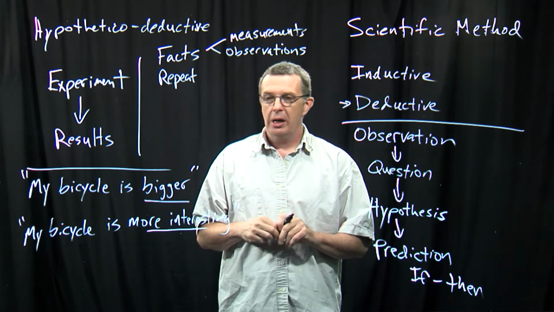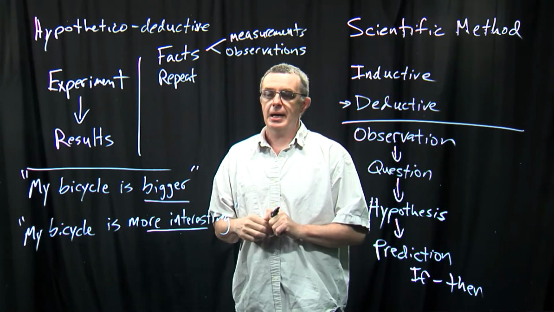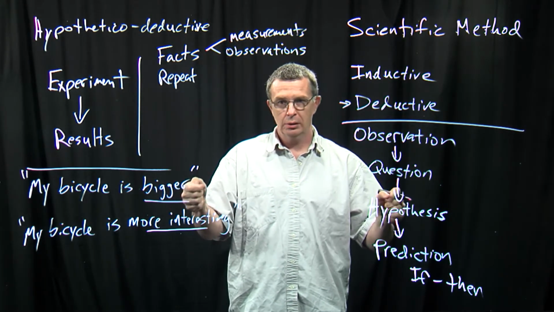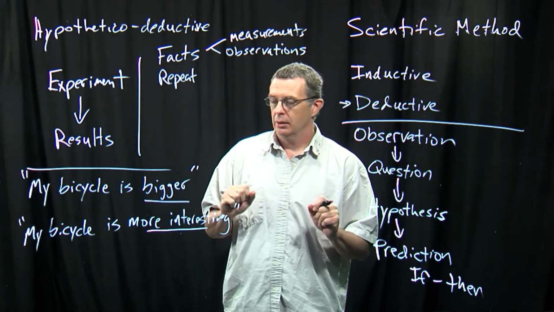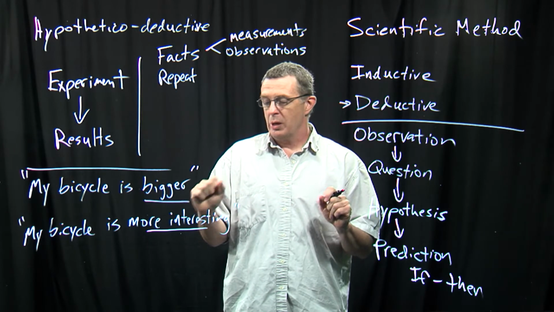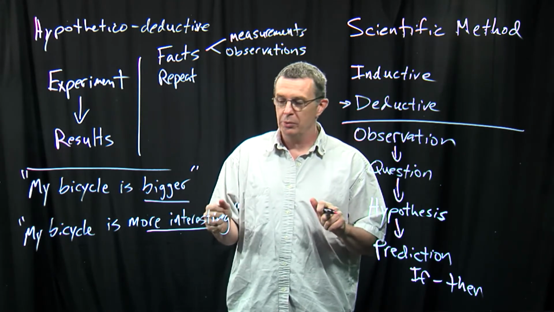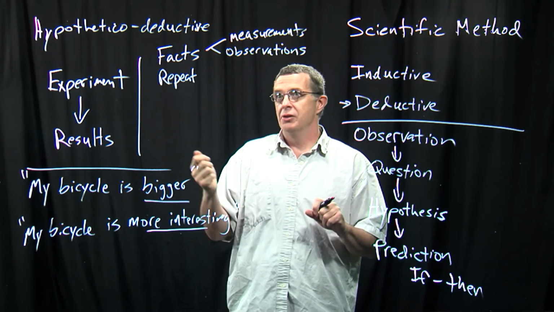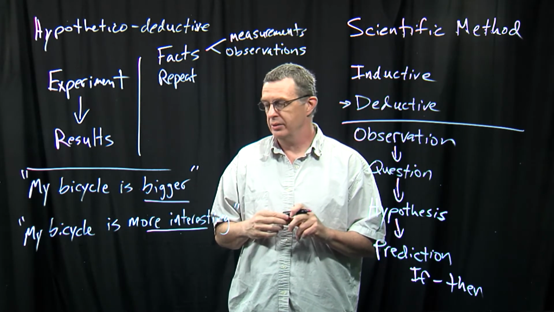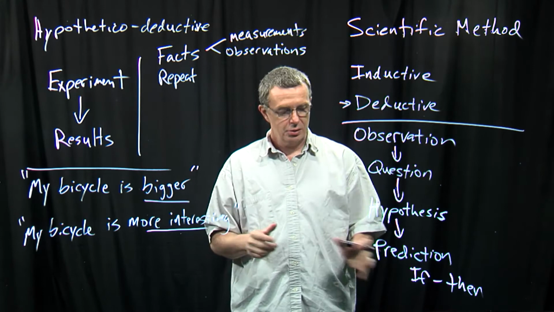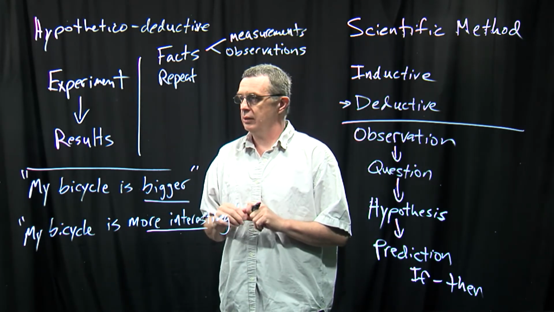My bicycle is more interesting than your bicycle is not something that we can take out a ruler and come up with a number for. This is more of an opinion, and people's opinions differ, and people's opinions change over time. So this is not a statement that we could address scientifically. So all of this is going through the scientific method.